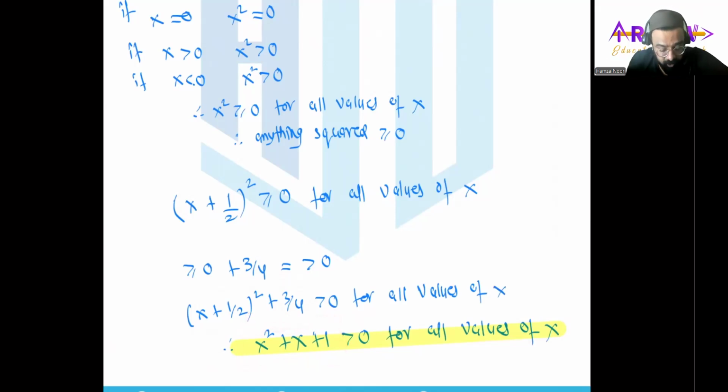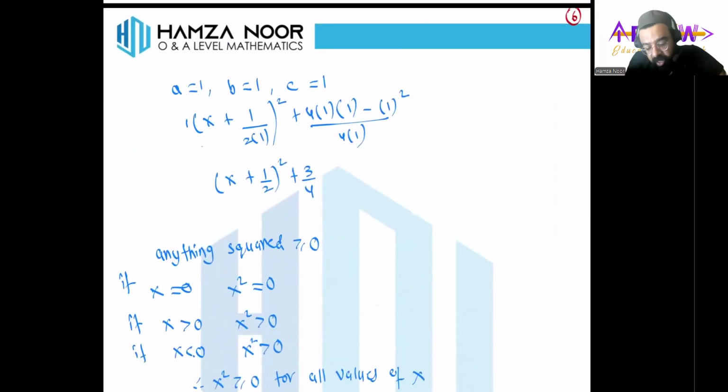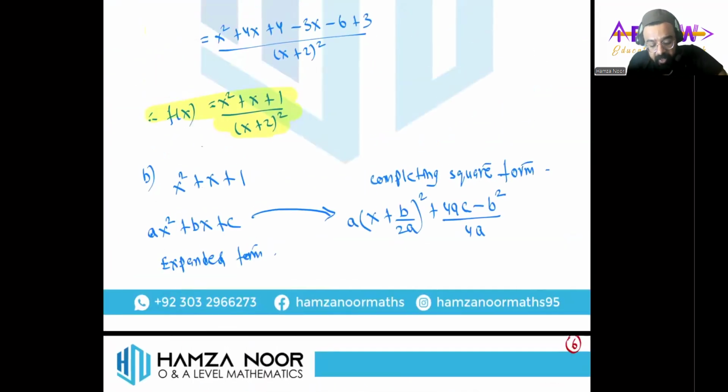So therefore, x square plus x plus 1 is greater than 0 for all values of x. This is basically one way to do this, to convert this general expanded form into a completing square form. Alternatively, you can consider the discriminant of this quadratic expression x square plus x plus 1. You can see the nature of the roots.